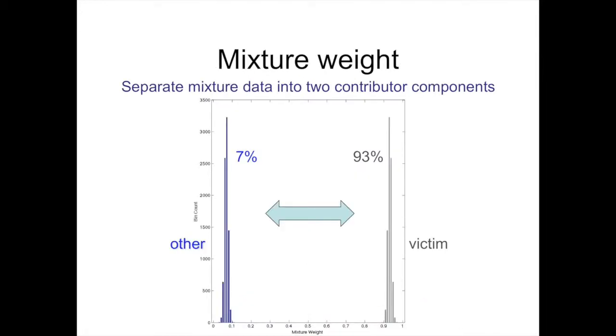And if you were to just look at the histograms of those, now expressed left to right, you can see how the computer can determine the relative fraction of each individual along with the variance that goes with it. Sometimes the variances can be quite broad. In this case, there's clearly about 93% of the victim and 7% of some other person, and that mixture data is now being separated into 2 contributor components.